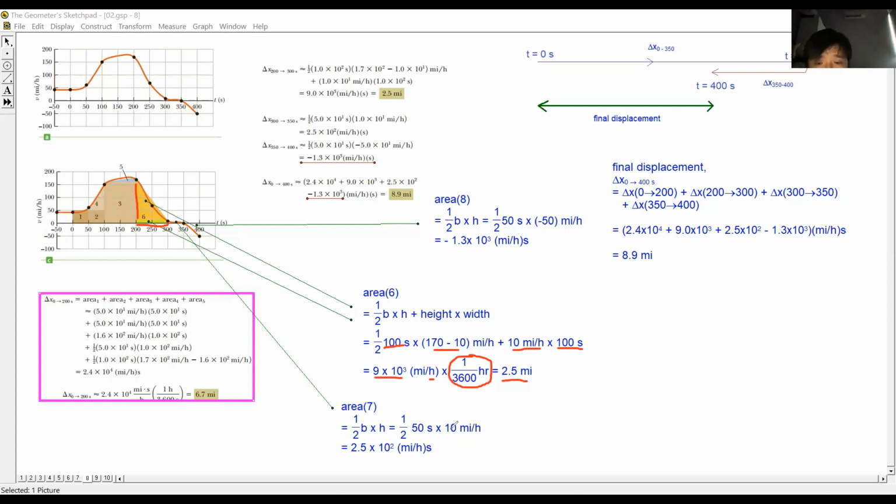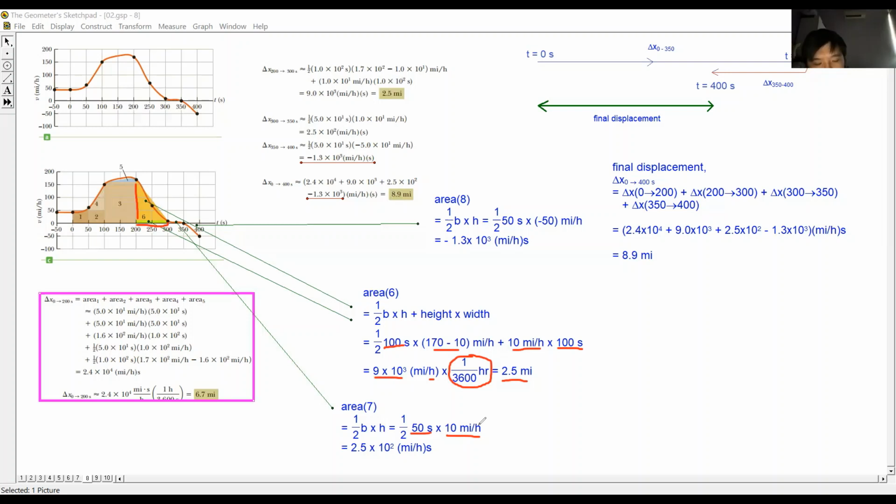Then the height is 10 mile per hour. As estimated for the rectangle earlier, this small height here is 10. Then the base here is 350 minus 300, so 50 seconds. So half base times height. The base is 50 seconds. The height is 10 miles per hour.